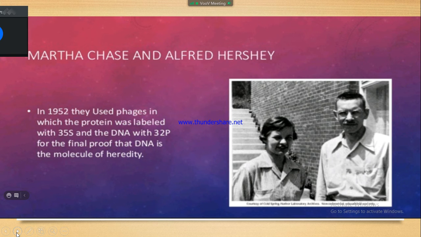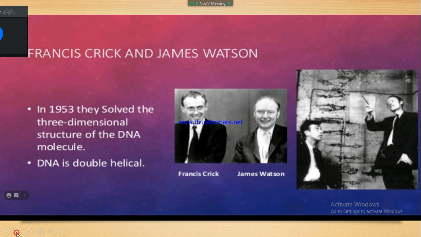Martha Chase and Alfred Hershey, these two scientists in 1952 used the phages with 35S and 32P for the final proof of DNA as the molecule of heredity.